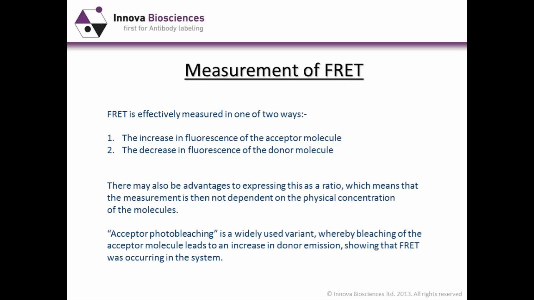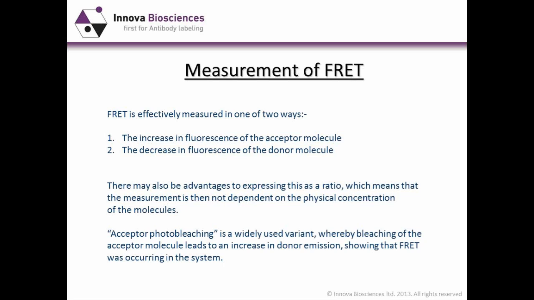FRET itself can be measured in a number of ways, but effectively you're doing one of two things. You're either measuring the increase in fluorescence of the acceptor molecule, or you're measuring the decrease in fluorescence of the donor molecule. In terms of measuring the decrease in fluorescence of the donor molecule, that is simply because the emission of the donor molecule has been taken up by the acceptor molecule, and therefore you don't see that as an emission event.